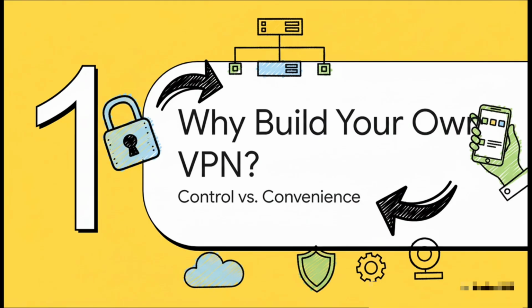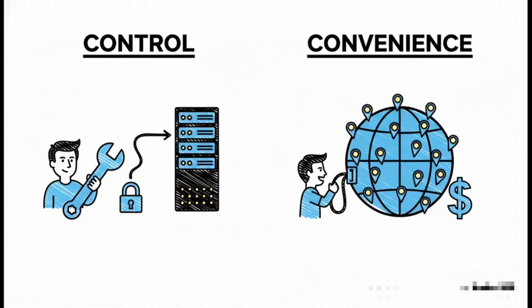Section 1. Why build your own VPN? It really all boils down to one simple trade-off: control versus convenience. And this slide really hits the nail on the head. A commercial service is easy. Sure, you pay a fee, you get an app, and you get tons of server locations.